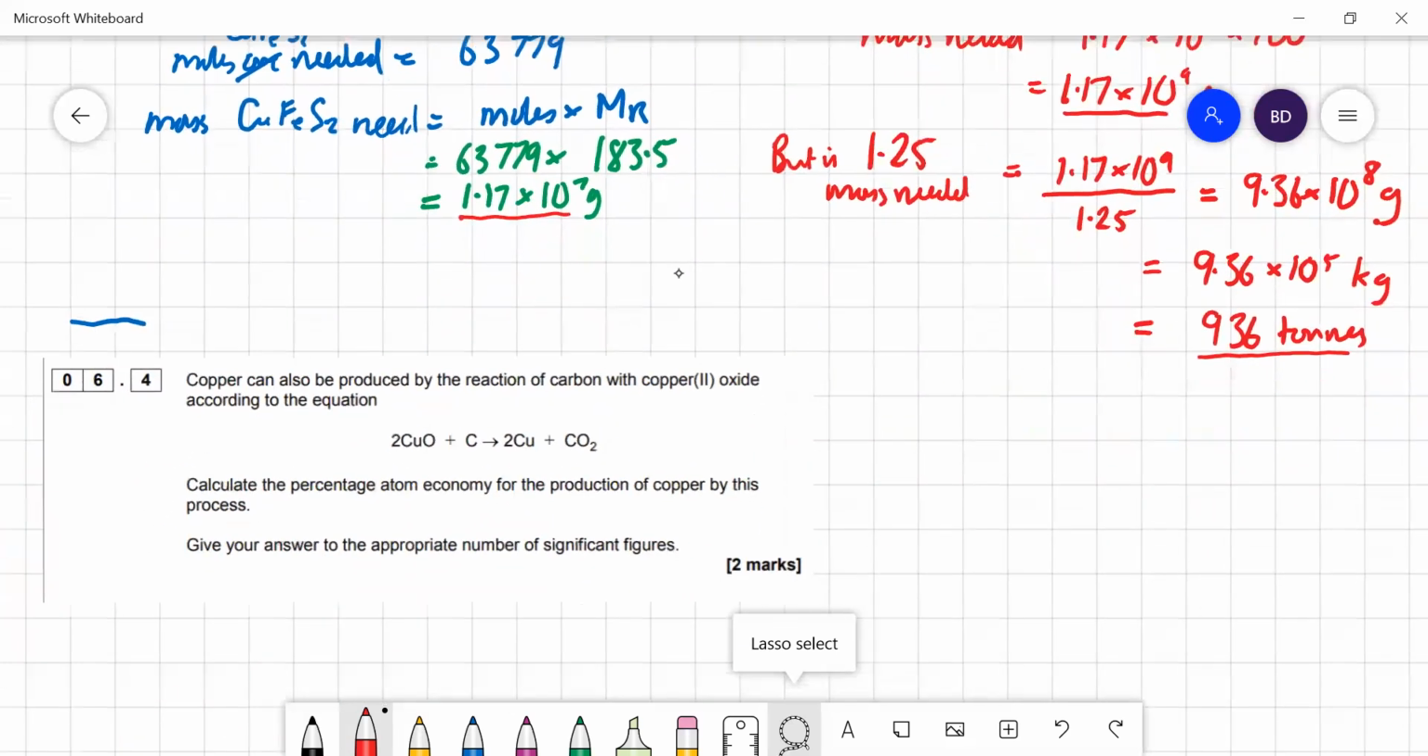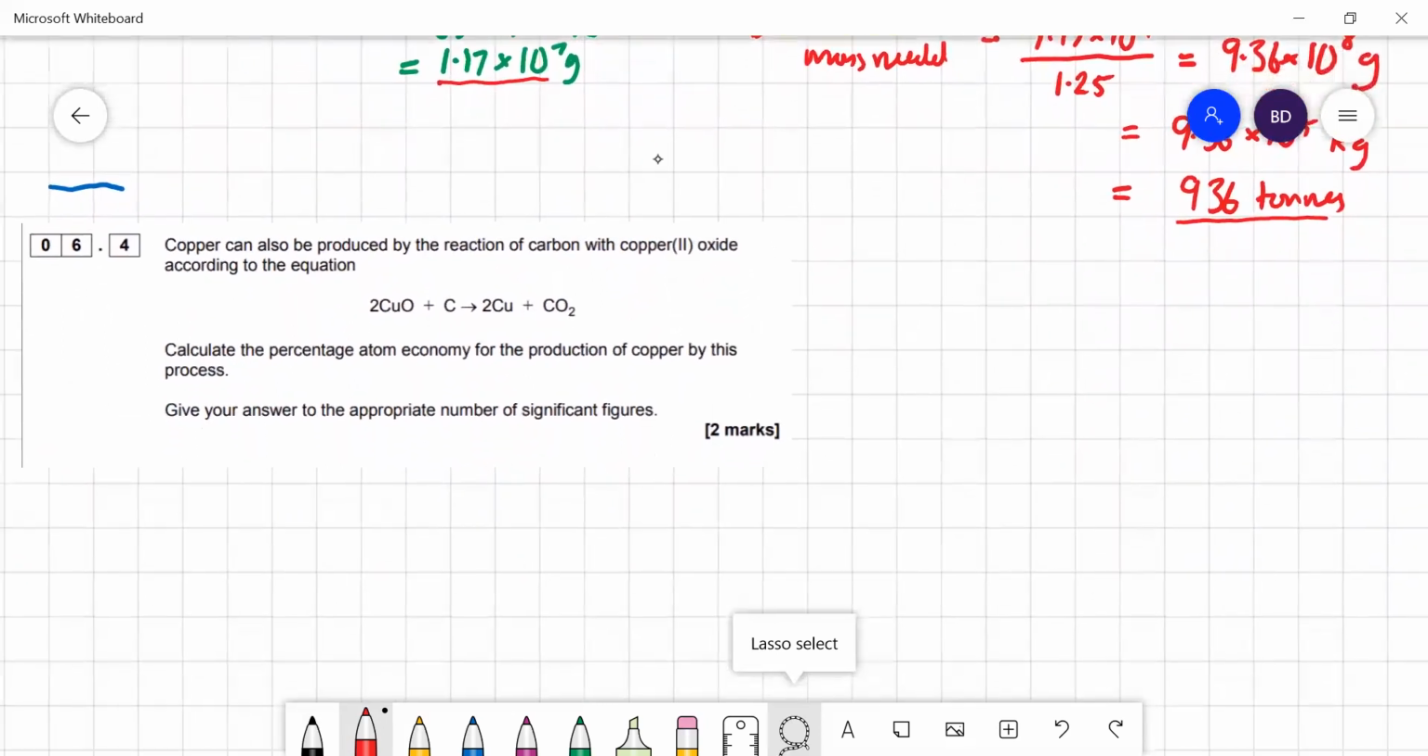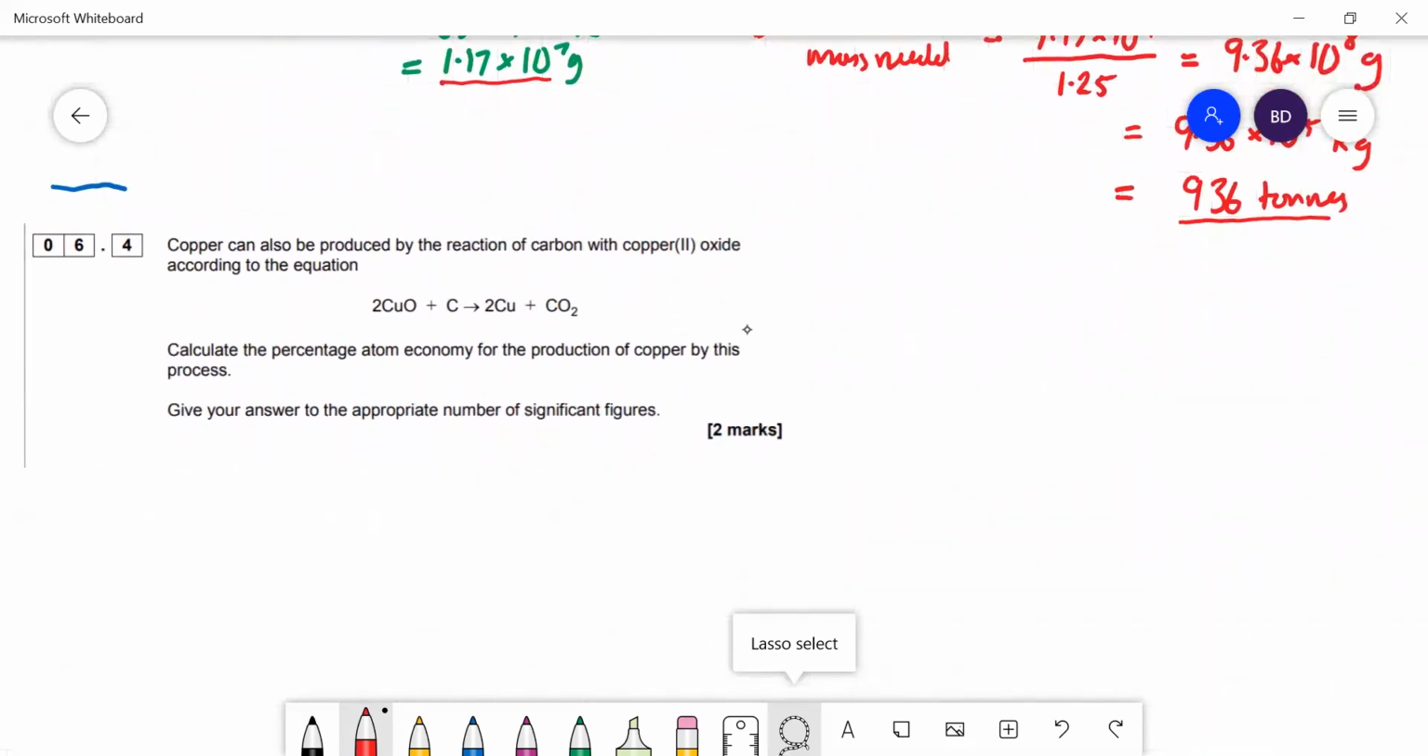Okay, right. Copper can be produced by the reaction of carbon with copper 2 oxide according to that equation. Calculate the percentage atom economy.